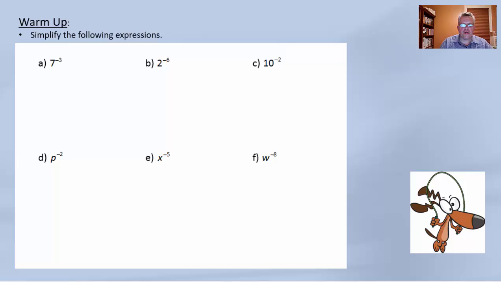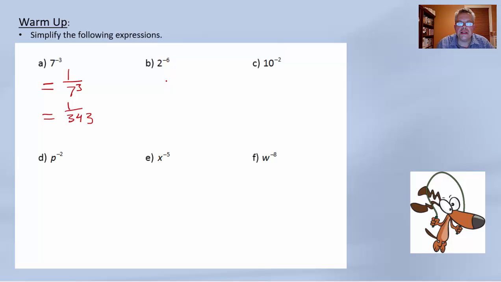In our last video, we talked about what 7 to the negative third power means. It means 1 over 7 to the positive 3. It's the reciprocal of 7 to the third. Then sometimes we just kind of work out what this is. So I have a calculator here, and 7 to the third is 343. So we can simplify this as 1 over 343.